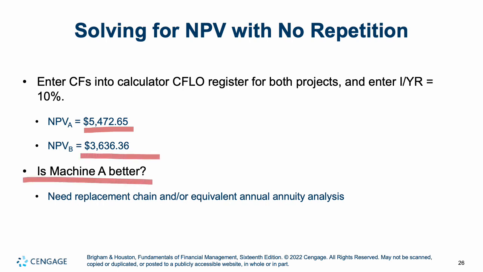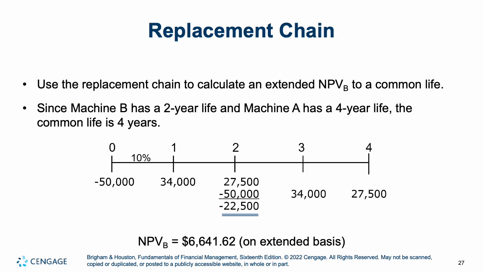But is machine A better? Note, NPV of B is a 2-year project. NPV of A is more, but it's 4 years. So which one is better? We need to use the same amount of time. So we need an equivalent annual analysis. So what do we do here?